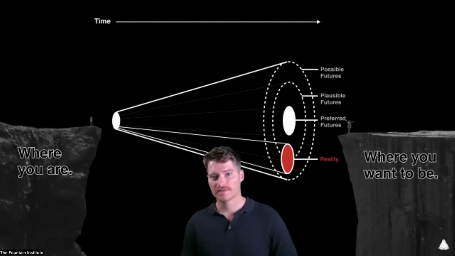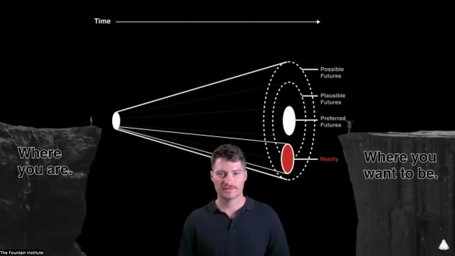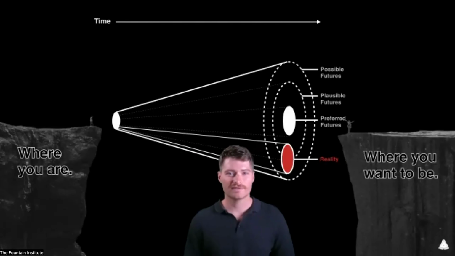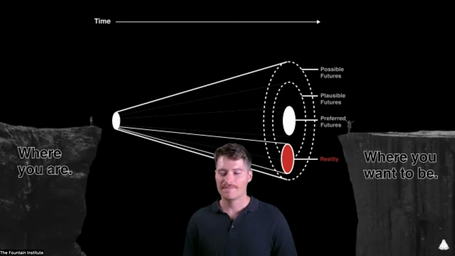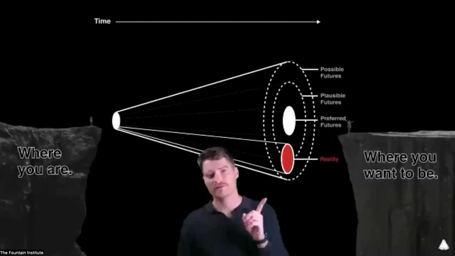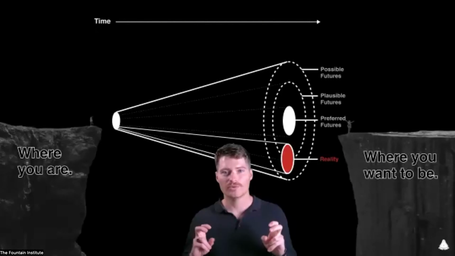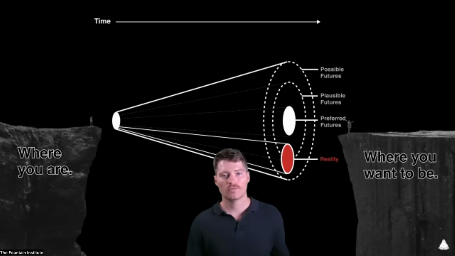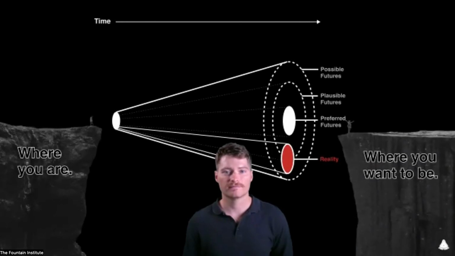Now, strategy is a future-oriented practice. This is the futures cone. A lot of people will use this to talk about how the different futures can emerge. Many times, your strategy is going to be over here, the reality. It's not going to make it to where you want to be. That's because the future is complex. There's no way to predict it. And if we think we can predict it, we are being a little bit naive.